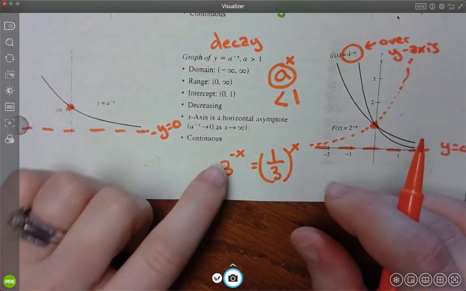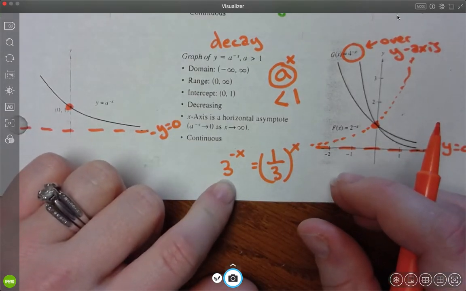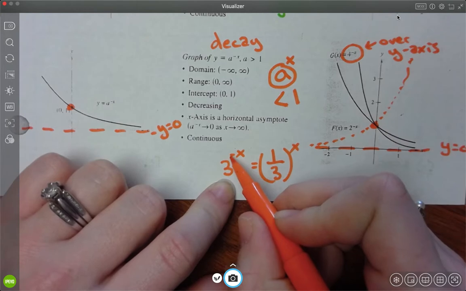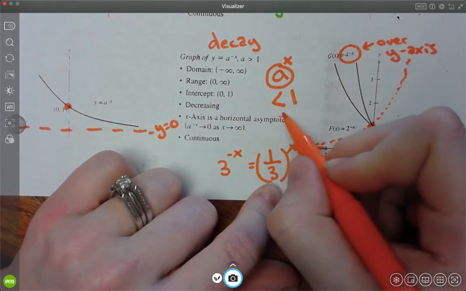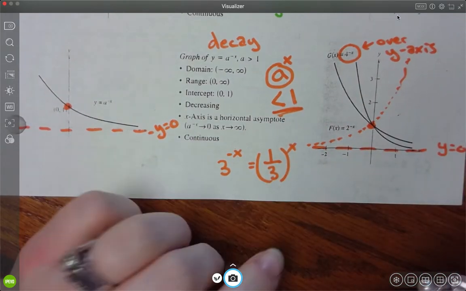Sometimes they might disguise it as a number bigger than 1, but if they put that negative in there, you just have to think about it being the reciprocal of that, and then it is in fact a number that is less than 1, okay? So be careful of that. All right, going on to the back side.